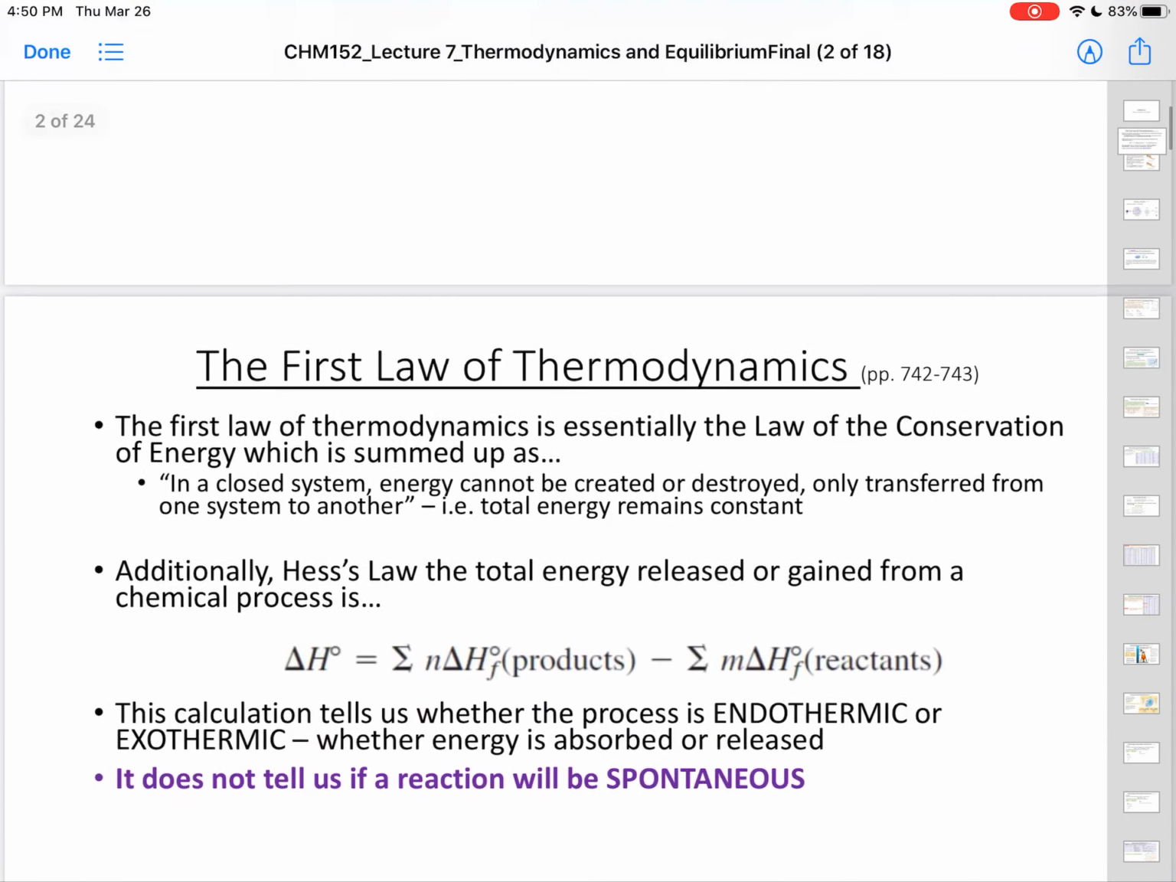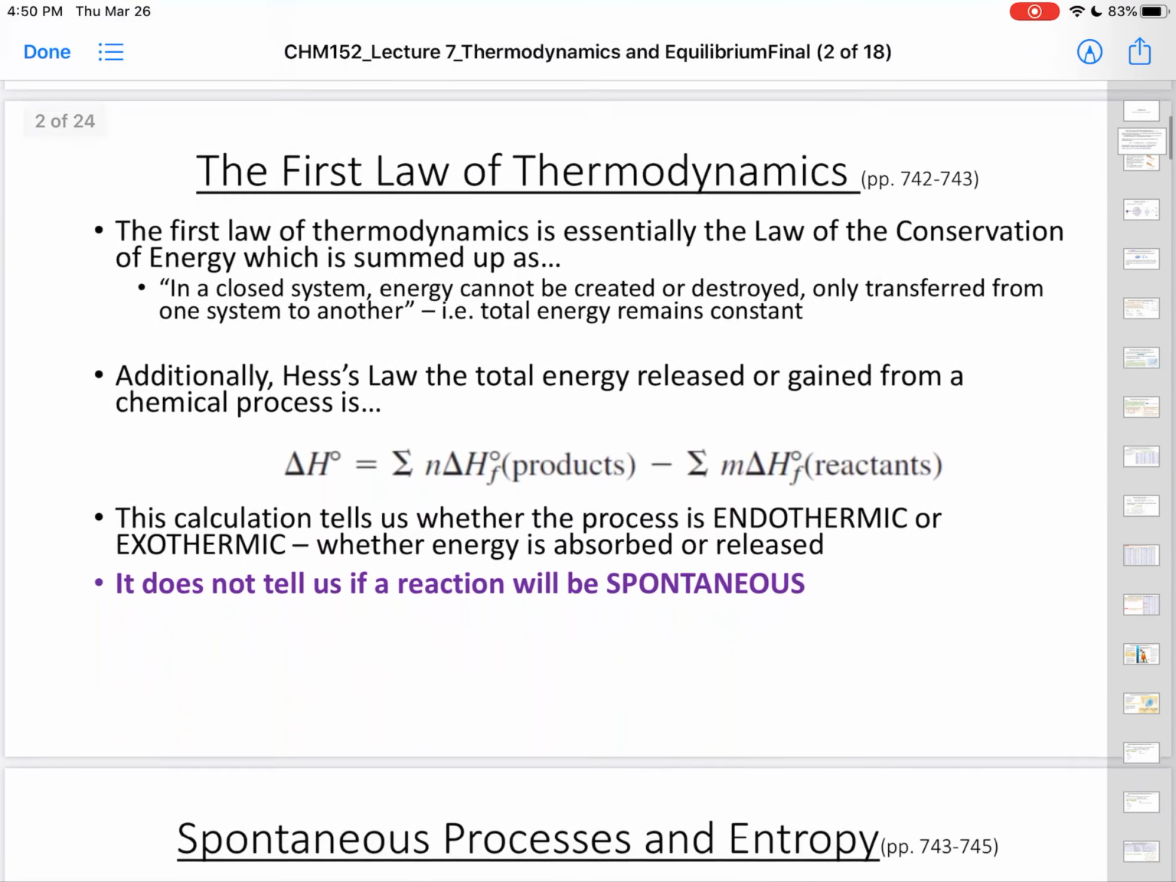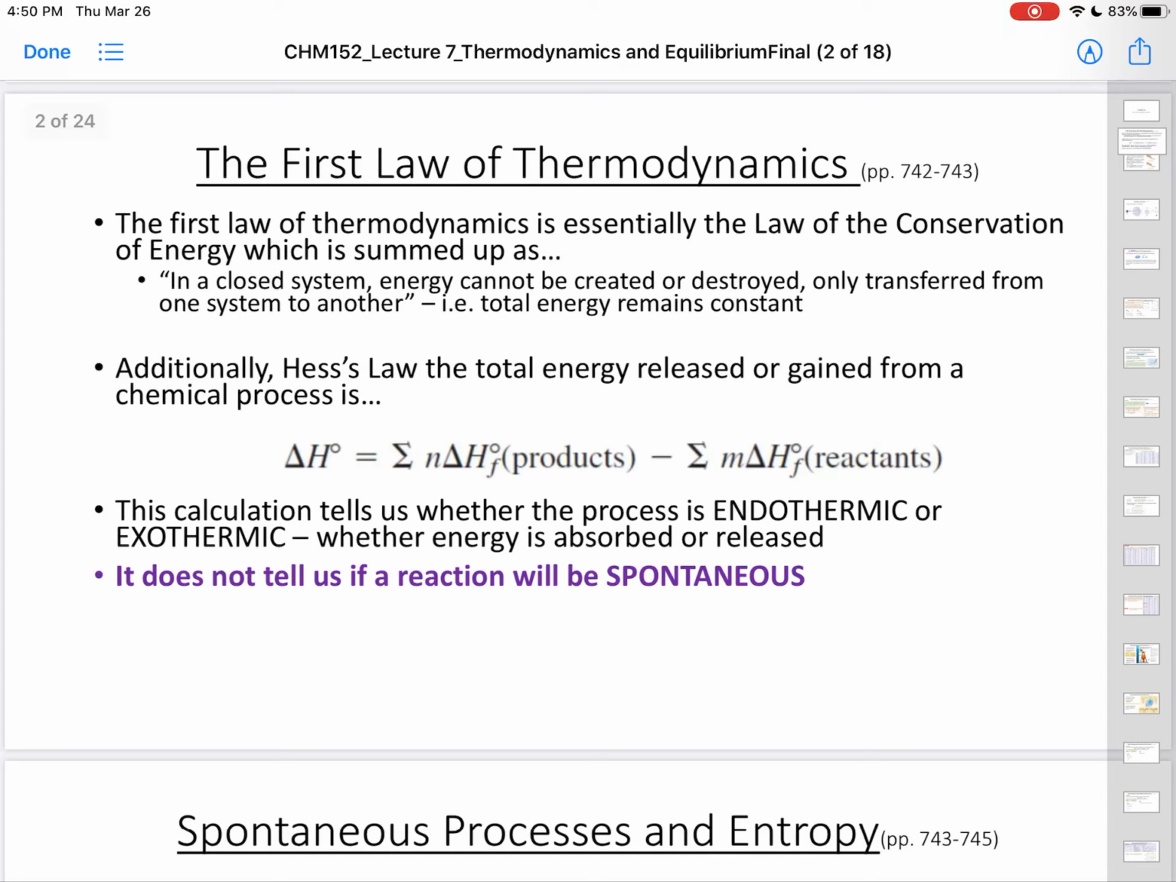So this next video is going to cover part 1 of thermodynamics and equilibrium. This is from chapter 18 of your book. First, some review. The first law of thermodynamics.